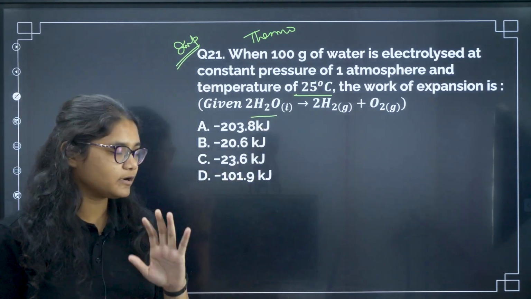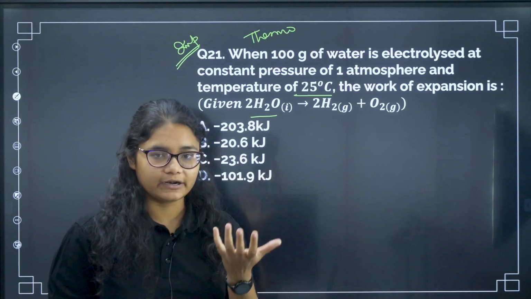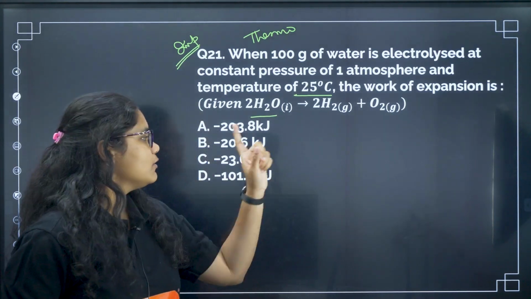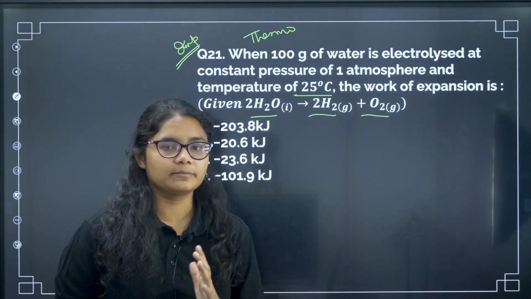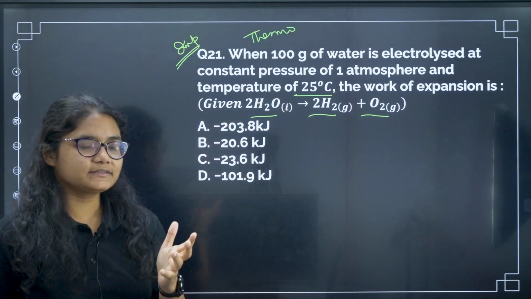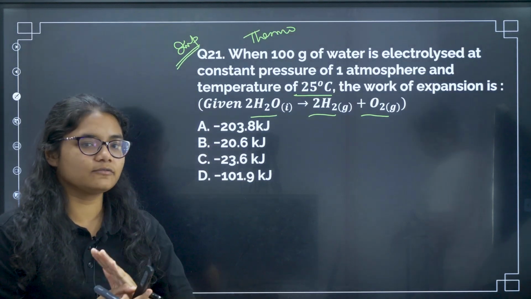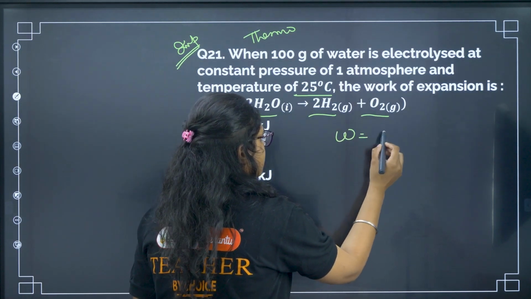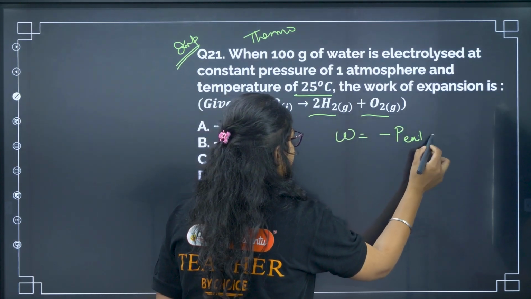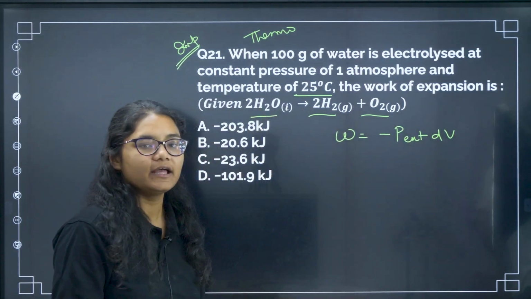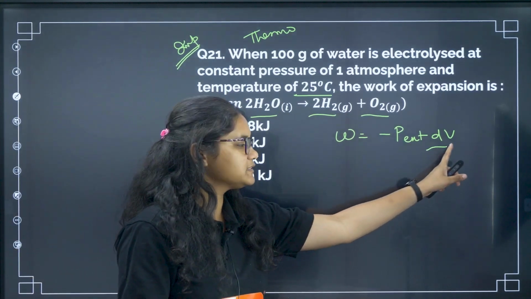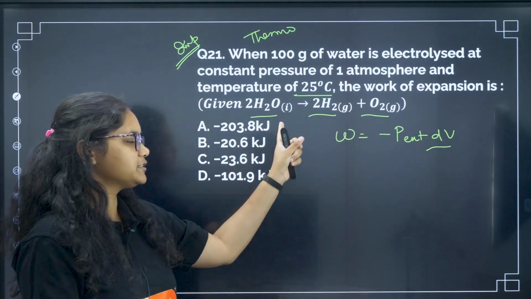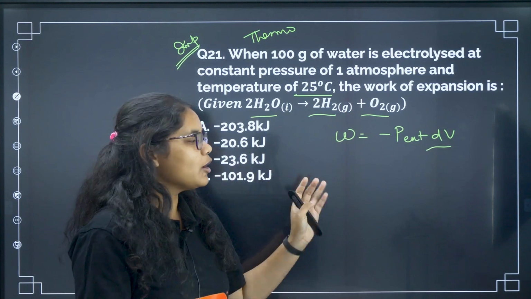Okay, now when we electrolyze the water, H2 gas and O2 gases are produced. Now, due to the production of these gases, what will happen? Volume will change or the volume will increase. So now we have to calculate the work done here. We know work done is P external into change in volume, right? So first of all, we have to calculate what is the change in volume due to the production of these gases, right? Now, how to calculate that?